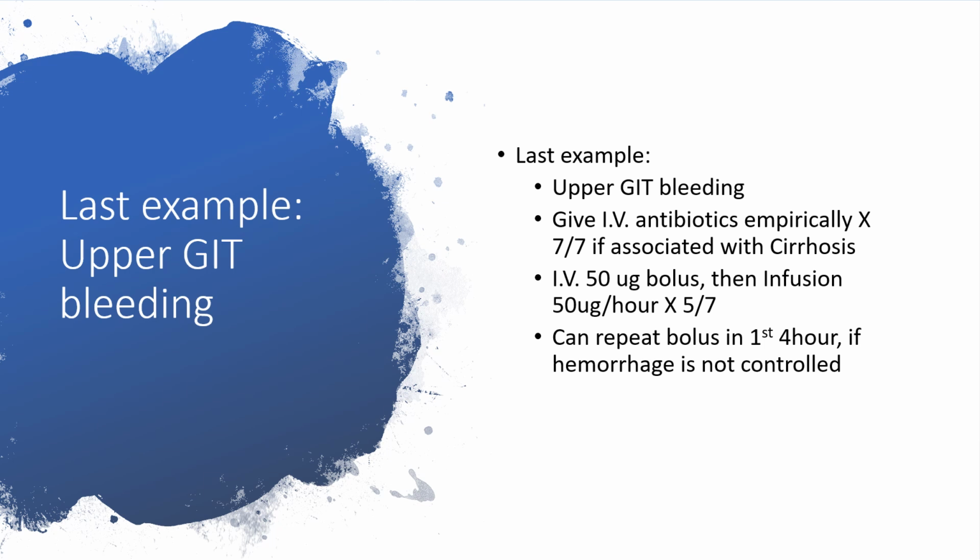The last example I'm going to give is upper gastrointestinal bleeding or hematemesis. You can give intravenous antibiotics empirically for 7 days if you are dealing with associated cirrhosis. Also, you can give your Octreotide 50 microgram bolus, then continue infusion at 50 microgram per hour for the next 5 days. You can repeat the bolus in the first 4 hours if hemorrhage is not controlled.